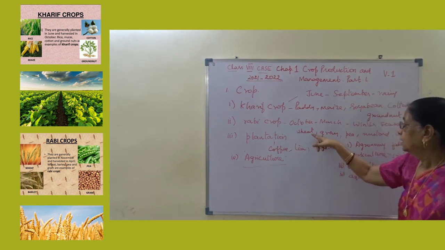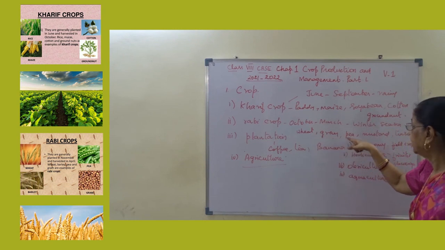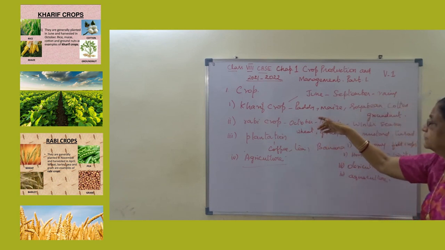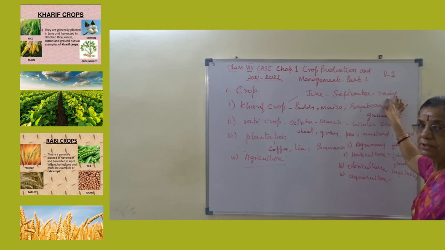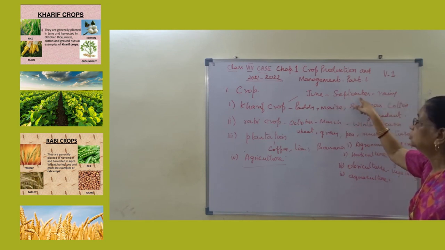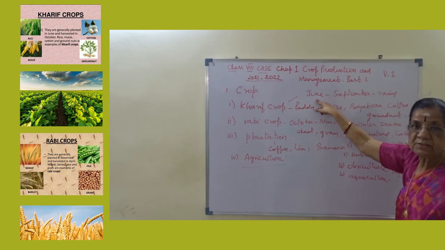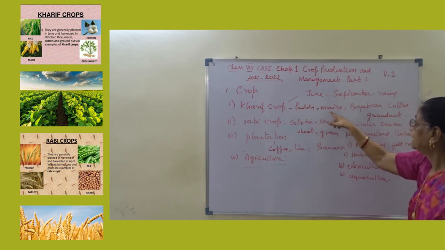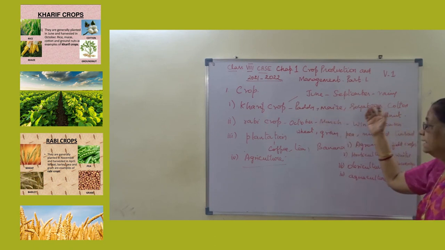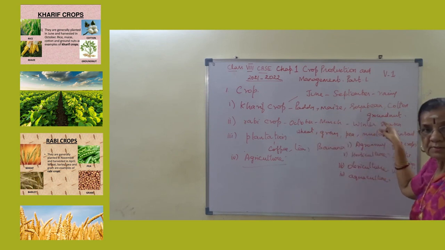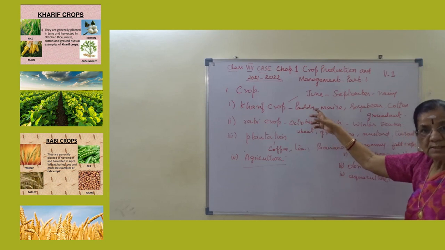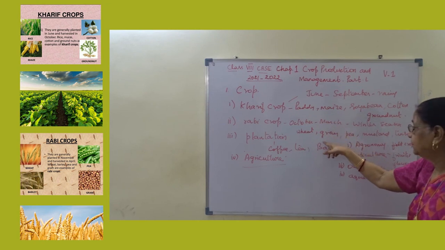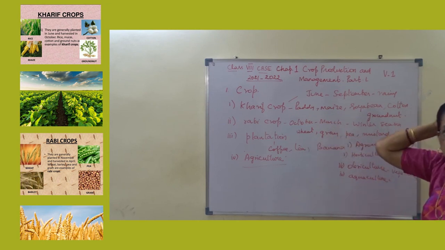Example, wheat, gram, pea, mustard and linseed. You can also write this: Kharif crop is grown during rainy season, June to September. Seeds are sown and then harvested. You can make it two points. And then example, paddy, maize, soybean, cotton, groundnut. Similarly, rabi crop is grown during winter season, sown in October and harvested during March. Example, wheat, gram, pea, mustard and linseed.